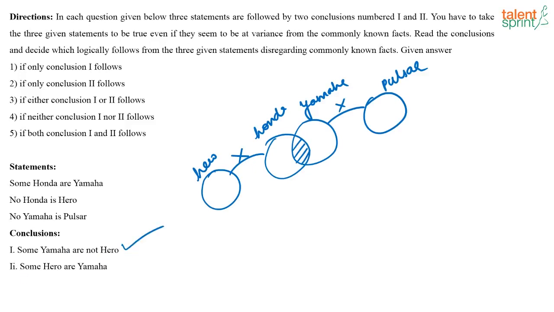Next one. Some Hero are Yamaha. Again, it's not a definite conclusion. It can be or it cannot be true. So here, 2 does not follow. Some Hero are Yamaha does not follow. So what is your correct answer? Your correct answer is if only conclusion 1 follows, that is option 1.